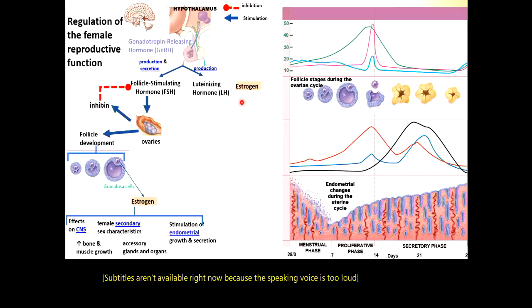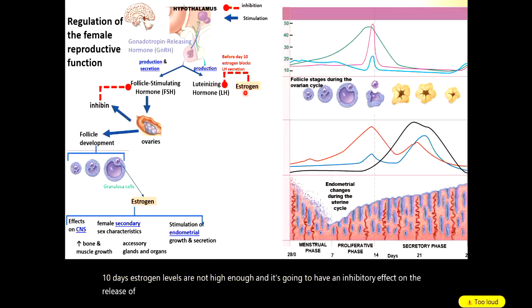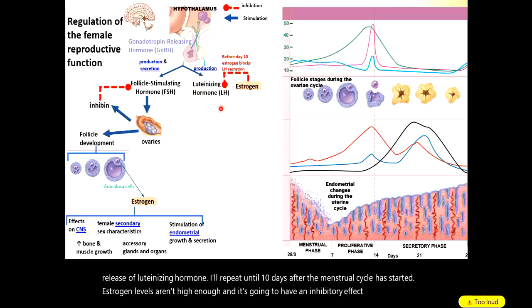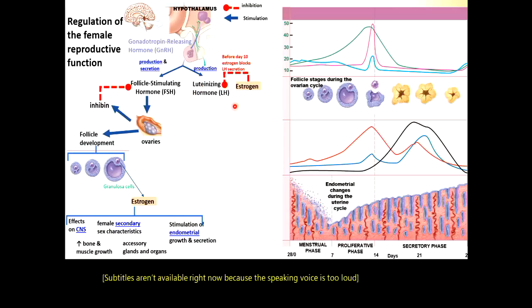But its release is mediated by estrogen. So until 10 days after the menstrual cycle has started, estrogen levels are not high enough, and it's going to have an inhibitory effect on the release of luteinizing hormone. But then it'll start singing a different tune after day 10.